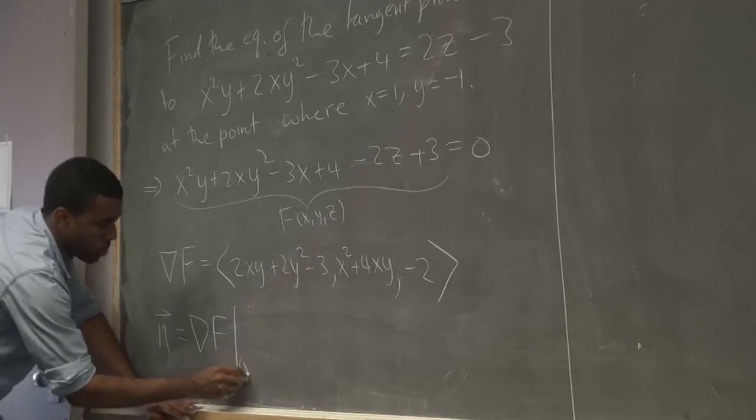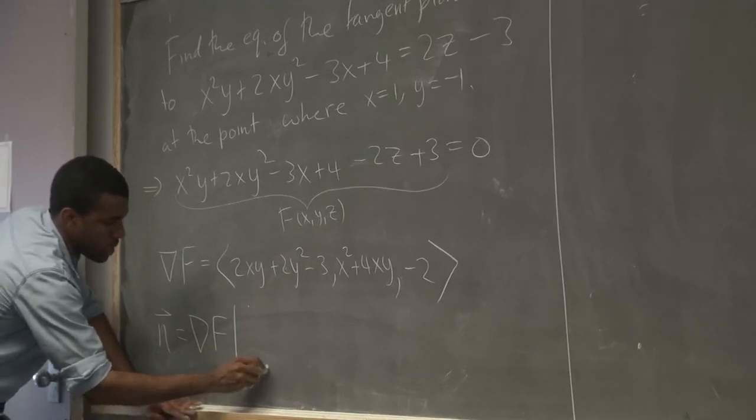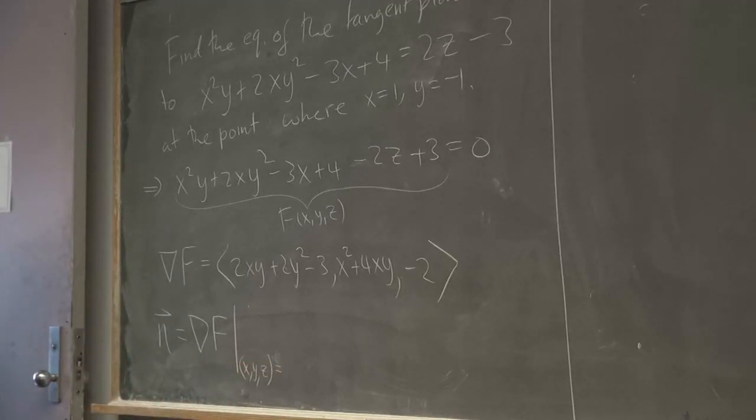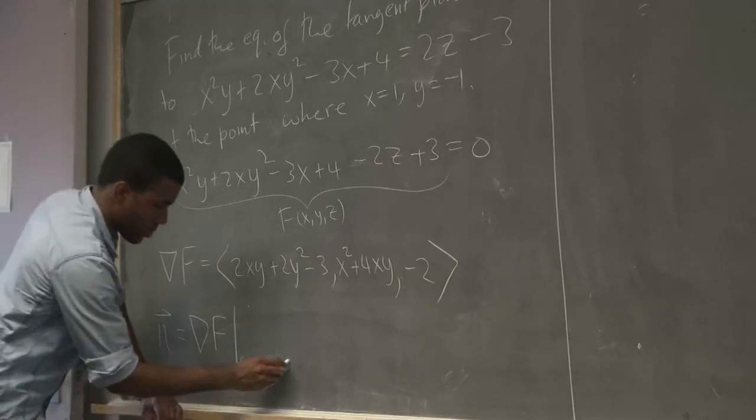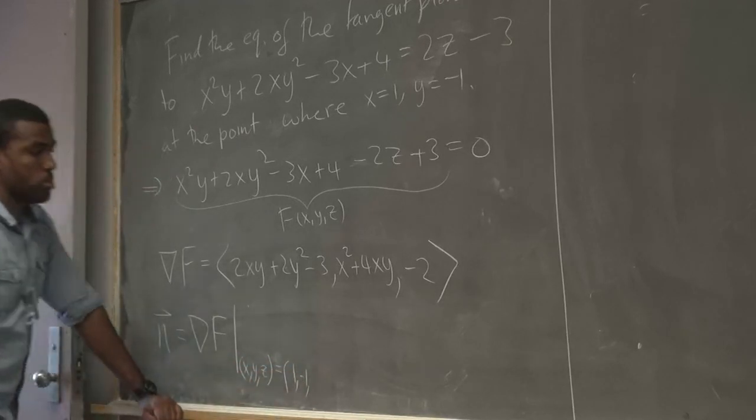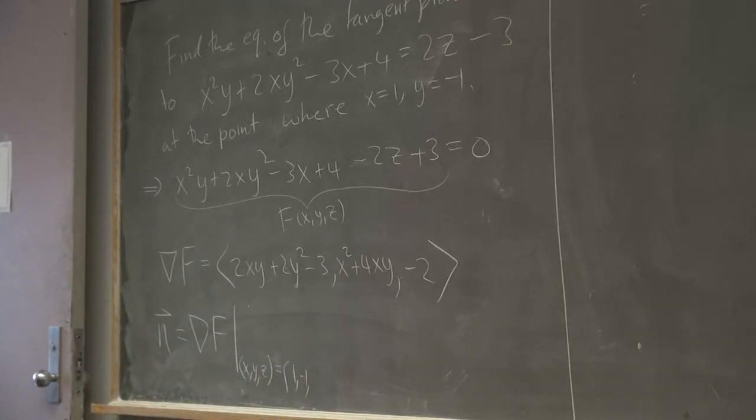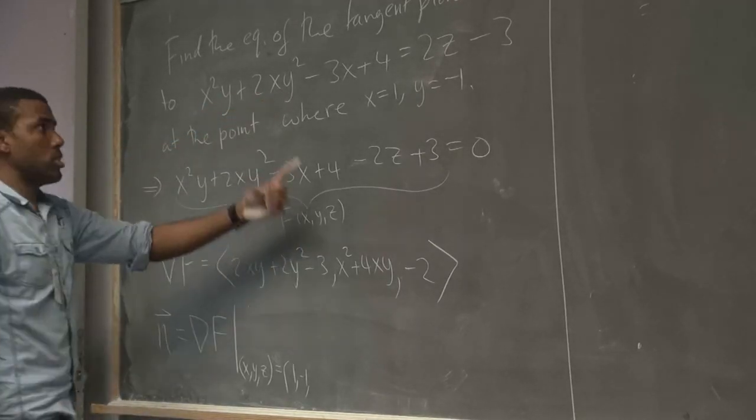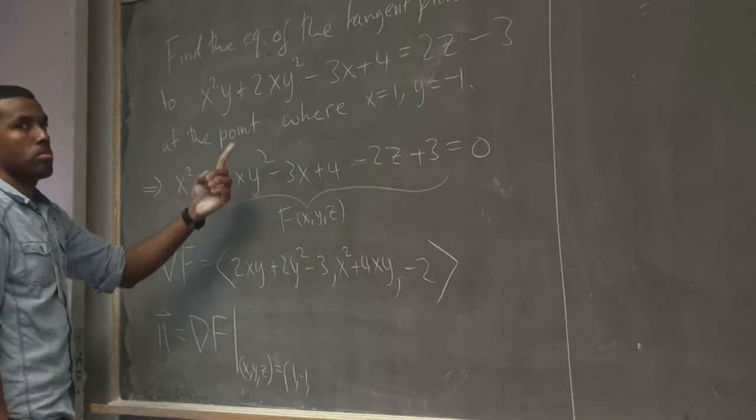You evaluate it at the point, right? Which is x, y, z equals 1, 0, and what would be the z value? You plug in your x and y values into the equation of the surface. Is 0 the answer? No.